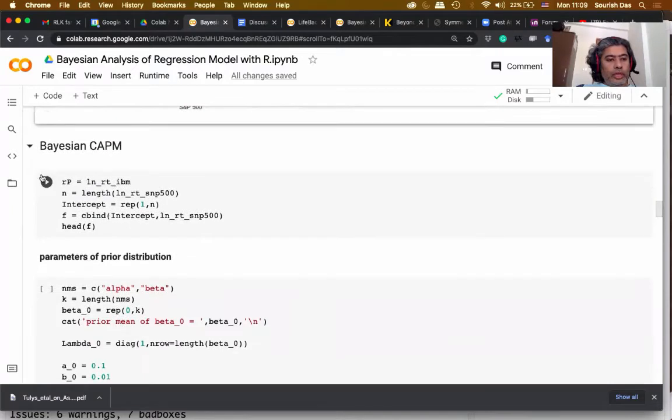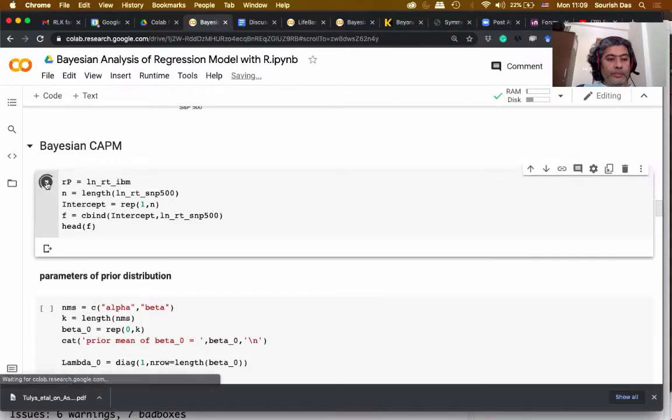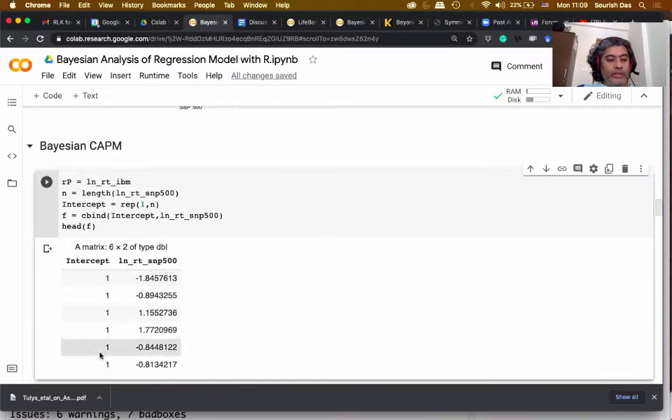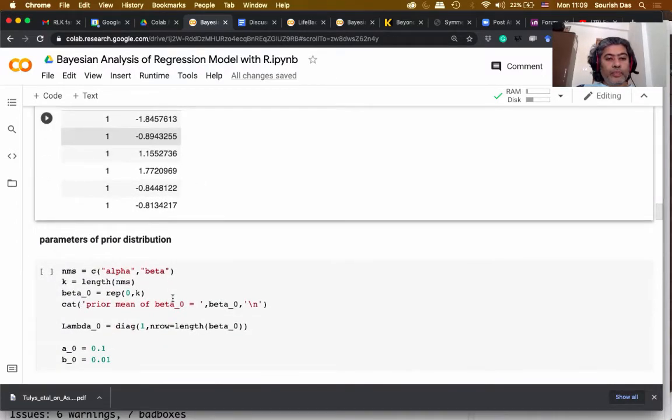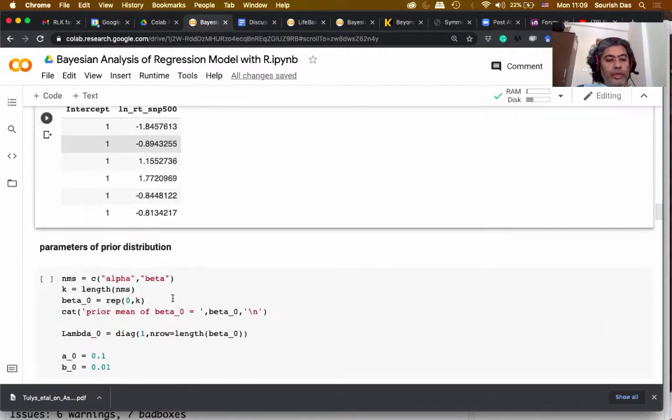So you can take that. Here I'm just taking the size of the sample. It will be 250, and then I'm creating the intercept and S&P 500. I'm putting it in one matrix, so that will be my X matrix basically. So this is my X matrix. First column is all ones, and the second column is the log return of S&P 500.